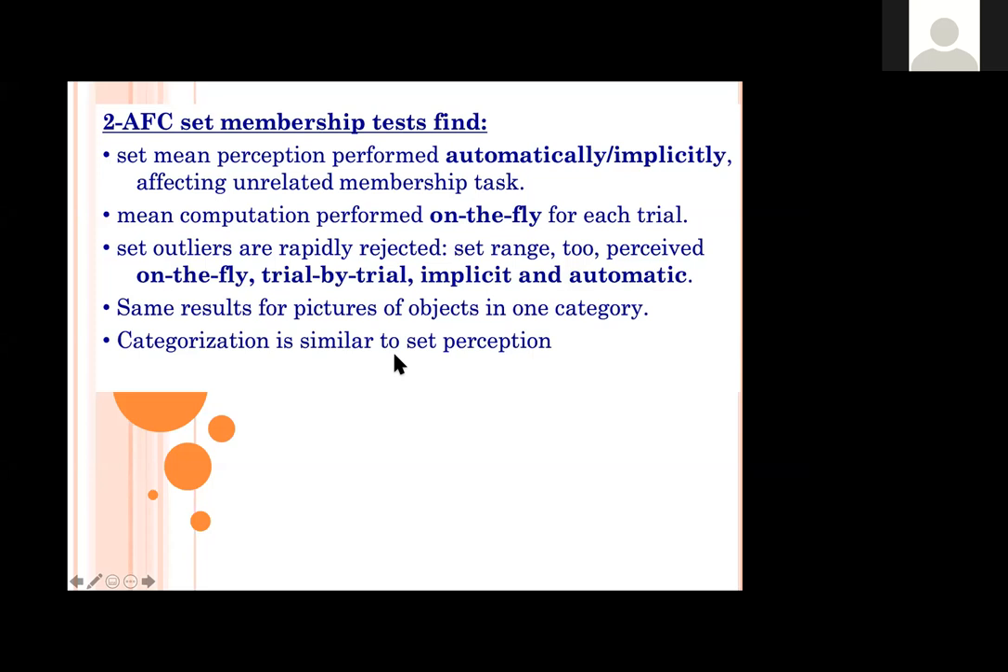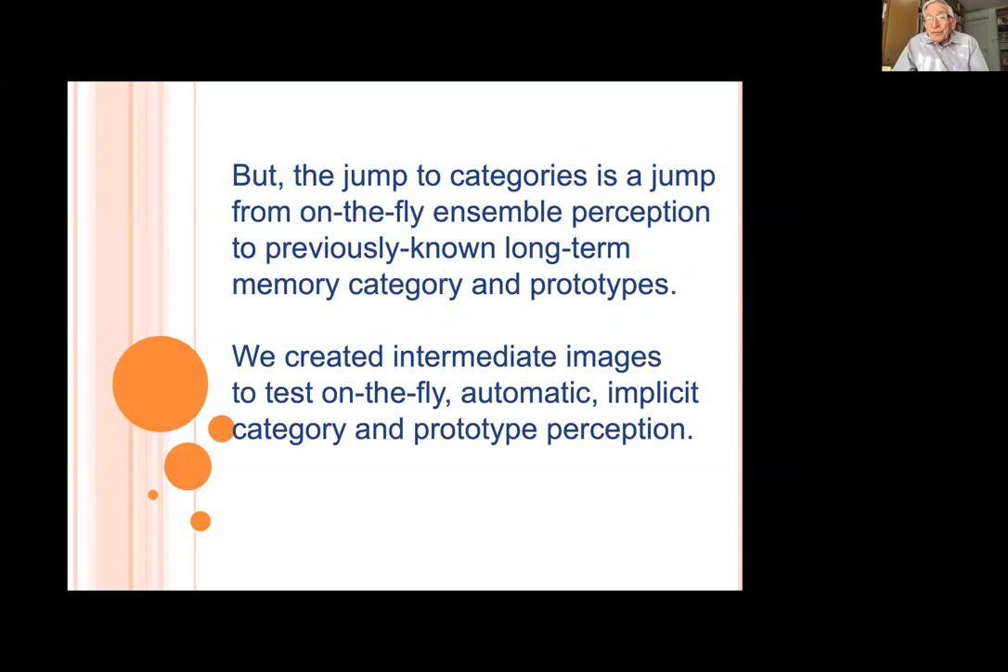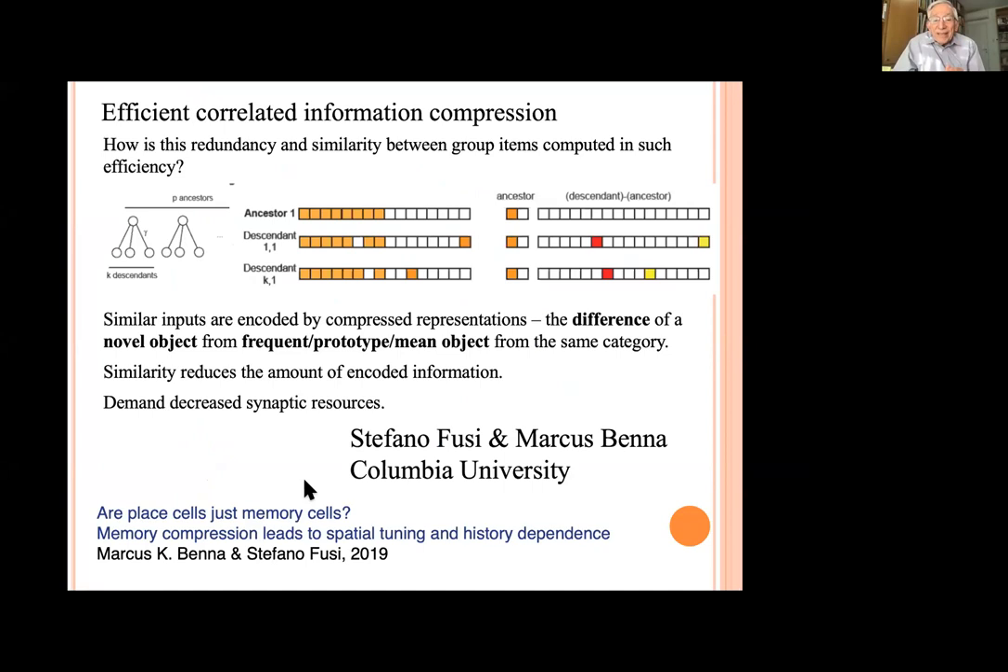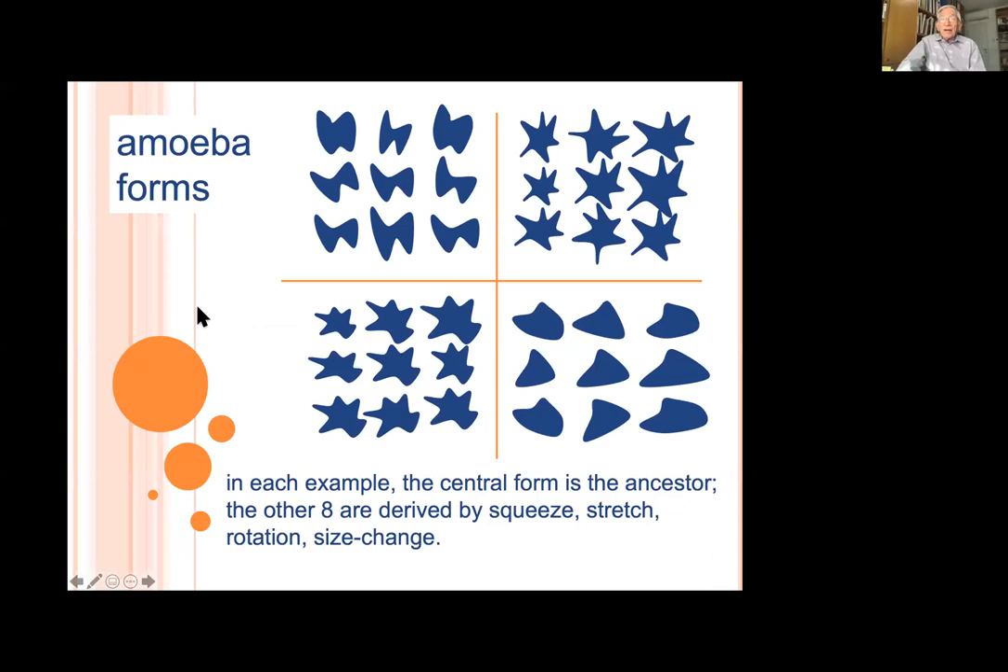But the way we did the categorization was a jump from something very low level to something which you might say is semantic. We look at the pictures and we know the name of the category, etc. And so following this idea of Stefano Fusi, we said, let's try these ancestors and descendants of categories which are not categories that people know, but we're going to make new novel categories. And we're going to have different ancestors, and the ancestor determines which ones are close to it, and we're going to use those. So here are some of the shapes, we call them amoeba shapes. The central one in each case is the ancestor, and all the ones around it are distortions of that ancestor.